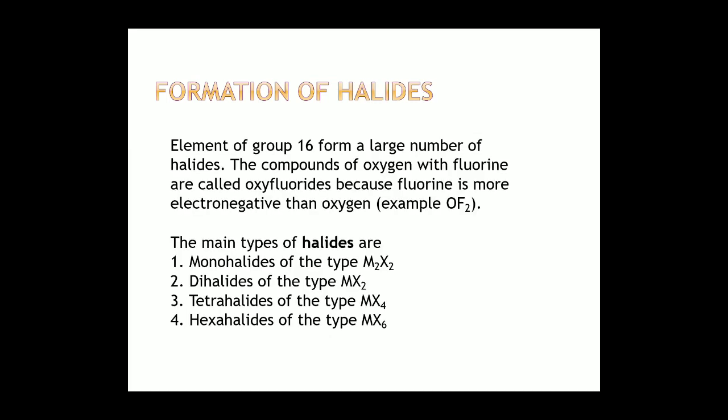Formation of halides. Elements of group 16 form a large number of halides. The compounds of oxygen with fluorine are called oxofluorides because fluorine is more electronegative than oxygen. We know very well the sequence of electronegativity, FONCl. First, fluorine is the most electronegative element, then oxygen, then nitrogen and chlorine. The main types of halides are monohalides, dihalides, tetrahalides and hexahalides.